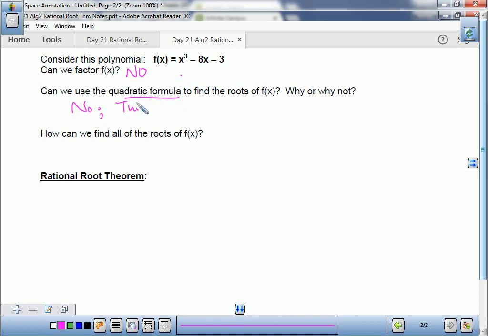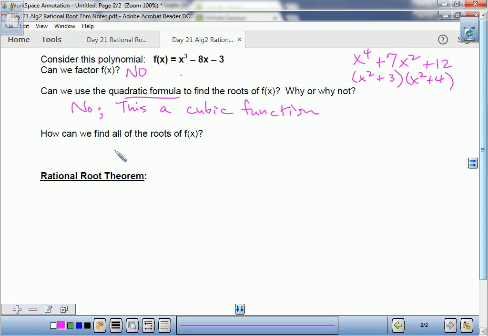This is a cubic. And we can't even put it in quadratic form. You know how sometimes when we had x to the 4th plus 7x squared plus 12, we can think of this as being in quadratic form and write it like this. We can't even think of this one in quadratic form. There's no way to do that. So now, how can we find the roots of this function?